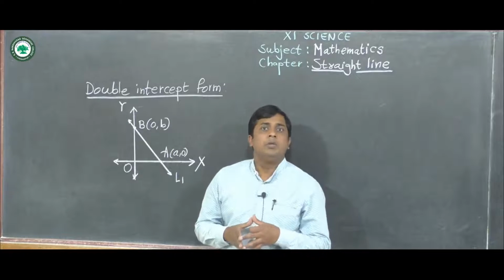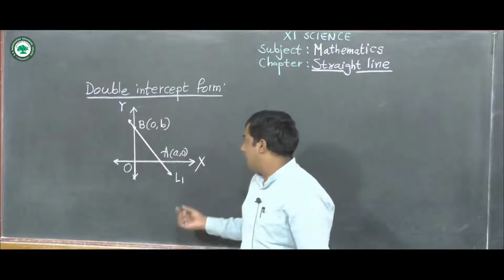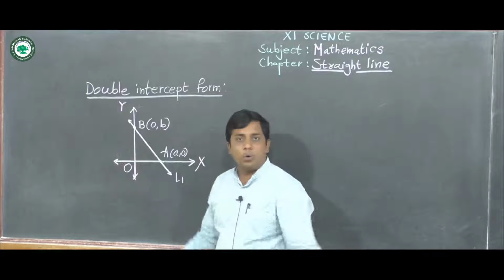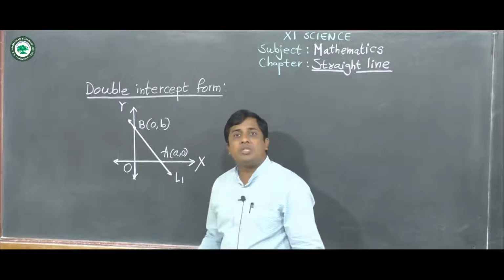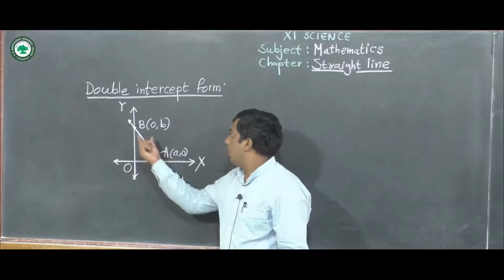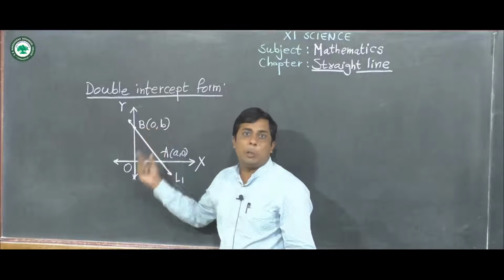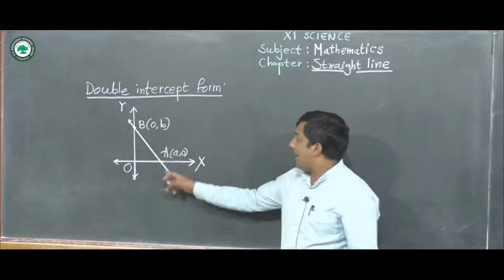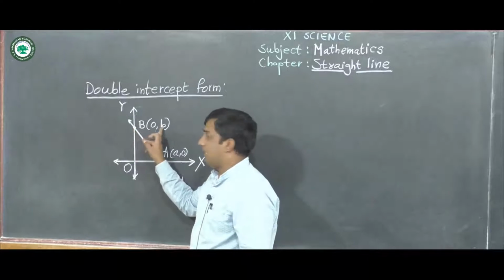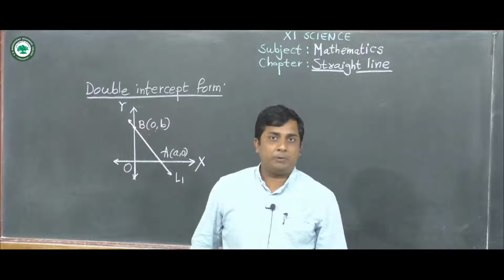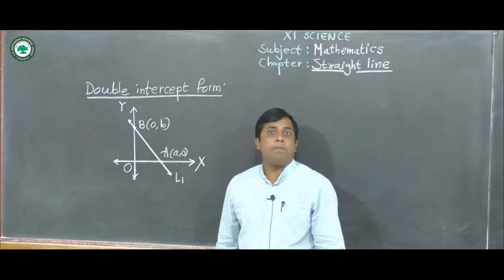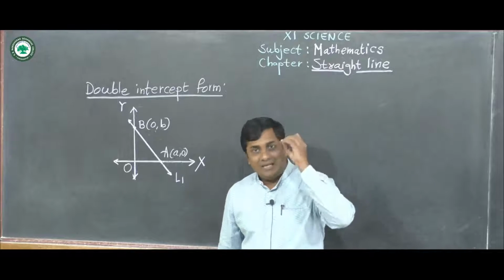Okay, so we consider one line. Suppose our line is L1. This line L1 touches the x and y axes both. Here the line L1 touches the x axis at point A(a, 0) and the y axis at B(0, b). Everyone knows that a is the x intercept and b is the y intercept.